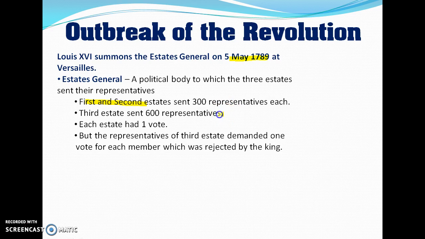However, the third estate was not looked up to, and it was given second-grade treatment at the Estates General meeting, which was summoned at Versailles, the Palace of Versailles. The representatives of the third estate demanded one vote for each member, which was rejected by the king.